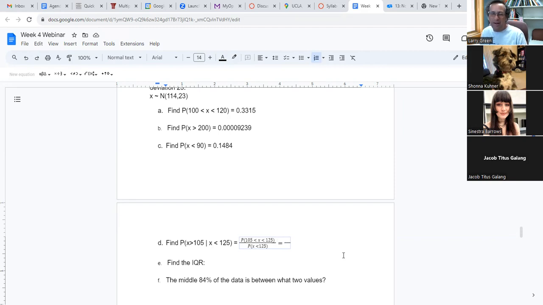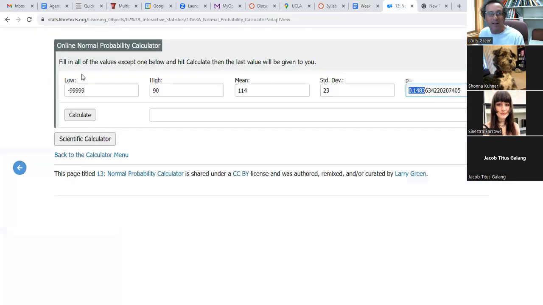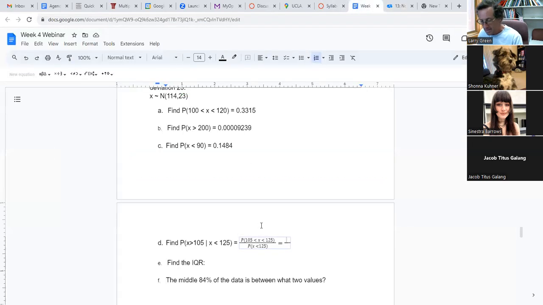Okay, so we need to find the probability that x is between 105 and 125. That's calculator. So the low is 105, the high is 125. Same mean and standard deviation, we modify probability. I hit calculate, and I'll do 4 decimals: 0.3360. Any questions?